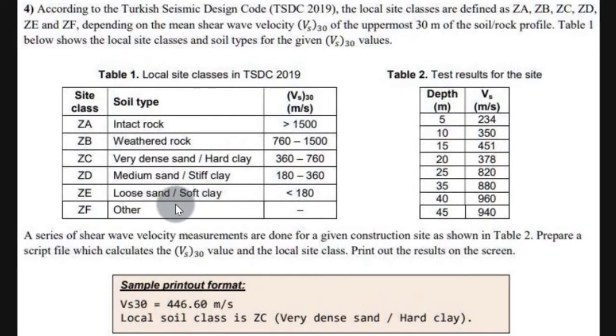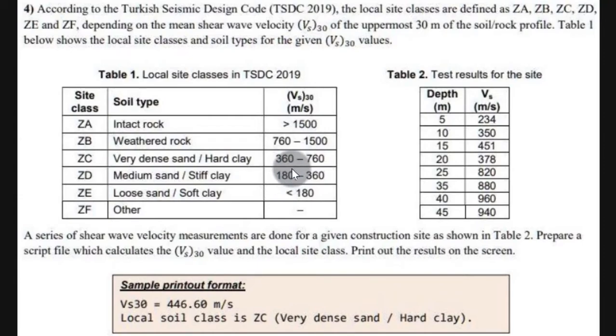So anyone can ask, what is VS30? We have the definition for VS here. According to the Turkish Seismic Design Code, the local site classes are defined as ZA, B, C, D, E and F depending on the mean shear wave velocity. VS30 is the mean shear wave velocity for the uppermost 30 meters of the soil or rock profile. Suppose we got a VS30 value of 446 from a sample. In which class is that soil? The local soil class will be ZC, as the value is between 360 and 760, which is very dense sand or hard clay.